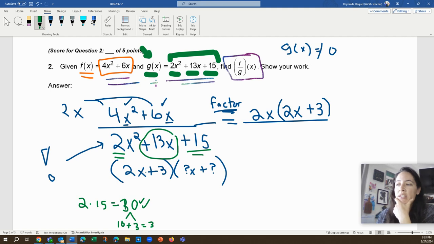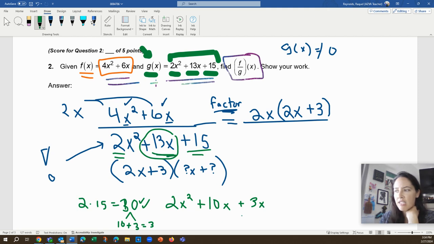Now, we don't get to jump directly to the nice factoring, but we have to instead split this up, factoring by grouping. If you have another strategy that you like, you are allowed to factor by grouping any way you like. I'm actually going to do 10x over here, and then plus 3x over here. That's how I split up 13x. 10x plus 3x is 13x, and then plus 15. The 2x squared and the plus 15 stay the same. The only thing we're changing is that 13x.